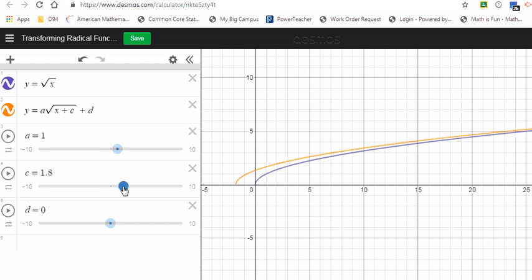And then if I increase c, what happens to your function? If I decrease c, what happens to your function? And let's change d. If I increase d, and I decrease d.